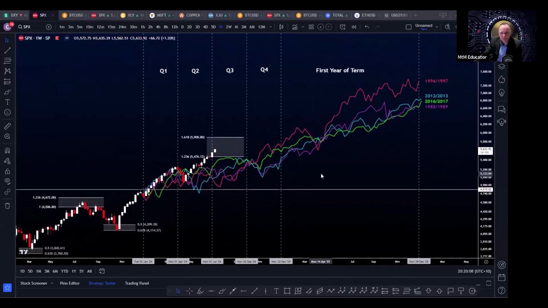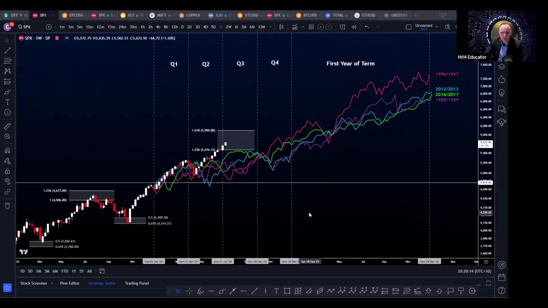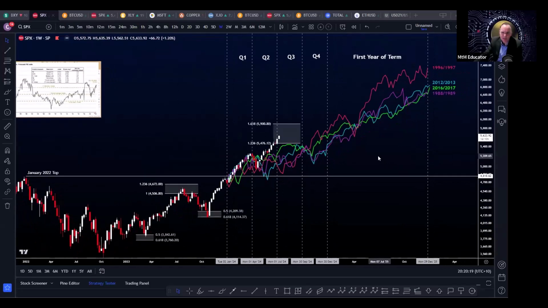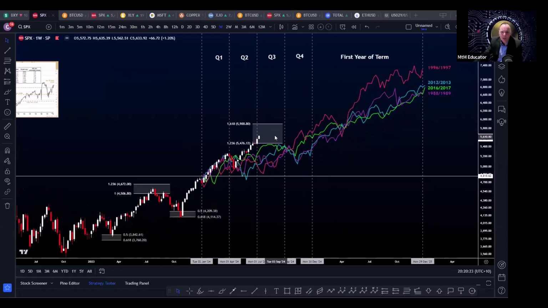Looking at cyclical bull markets historically for the S&P 500, they normally last between 30 and 34 months. We're currently 20 months in from the October 22 low. So we've been in for 20 months, which ideally would say that there's another 10 to 14 months left of this bull market.